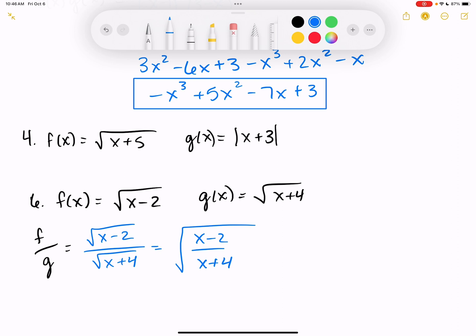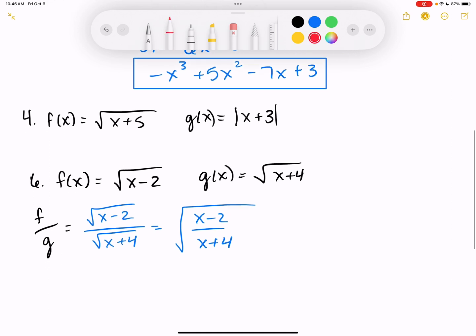So they do that. Now with these ones, I do want to talk about the domain of this for just a quick second, because they do ask for domain and I want to make sure that we're familiar with that. Basically, I have to make sure that that whole thing is greater than or equal to 0, right? But I also cannot have a 0 in the denominator, because that's its own set of issues.